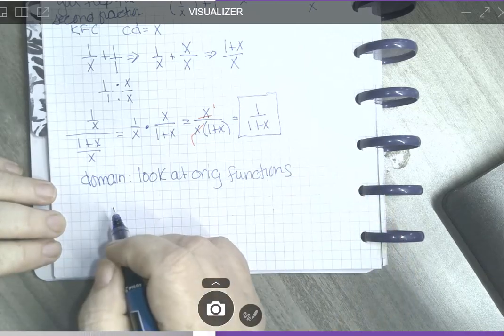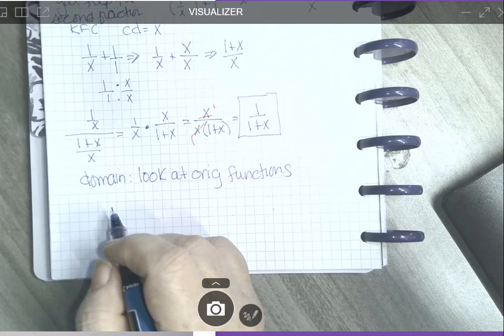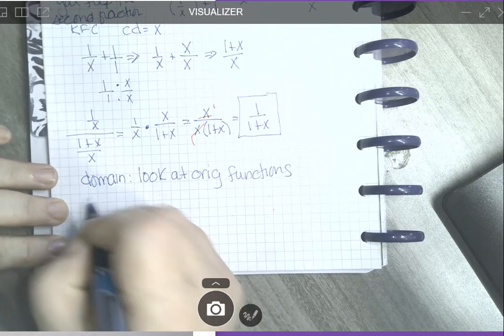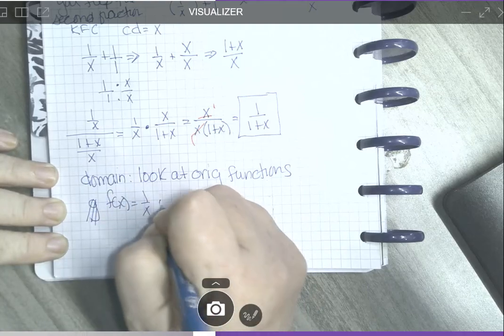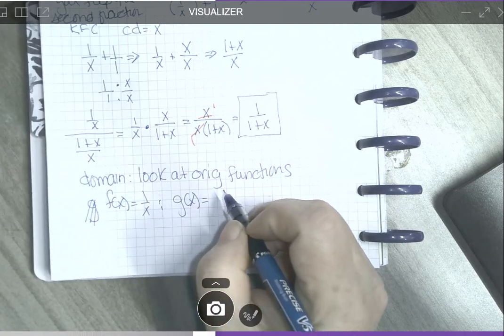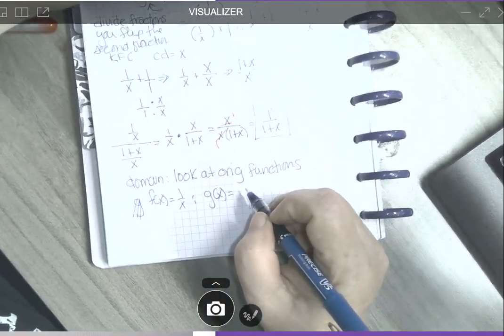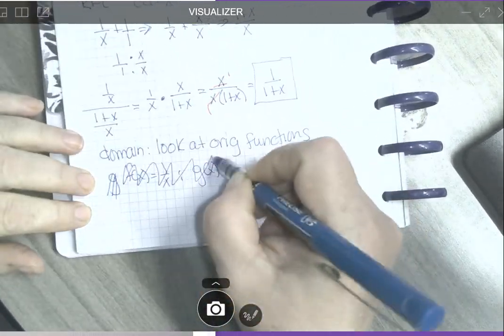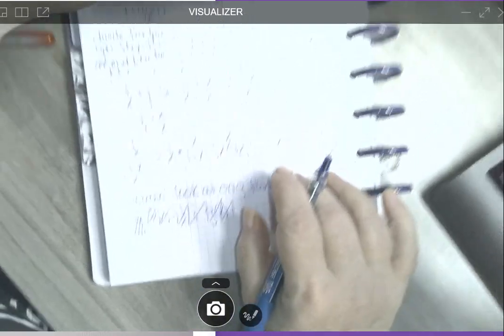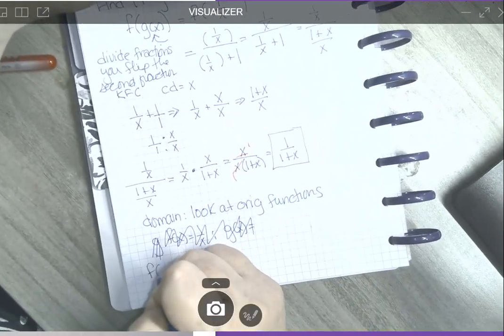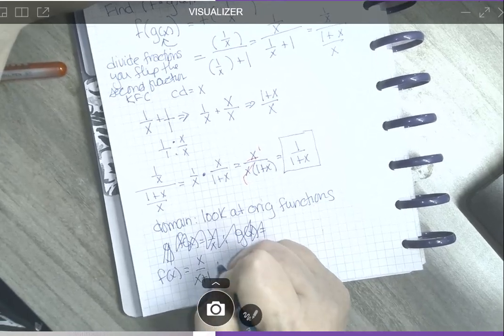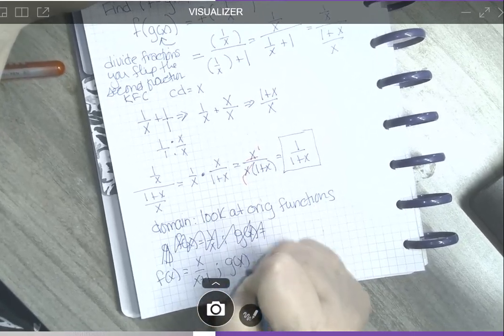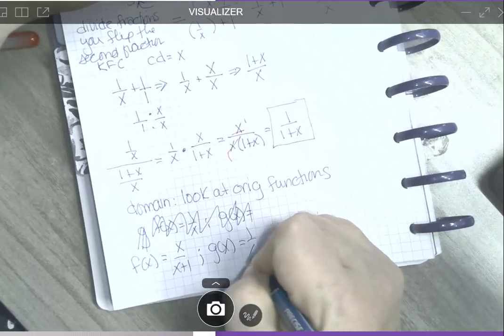Okay, so our original functions are f of x, I wrote g, and I said f. F of x equals 1 over x, and g of x equals, let me just make sure I see it here, oh my goodness, all right. Let me look back so I have it correctly. F of x equals x over x plus 1, and g of x equals 1 over x. All right, cool.